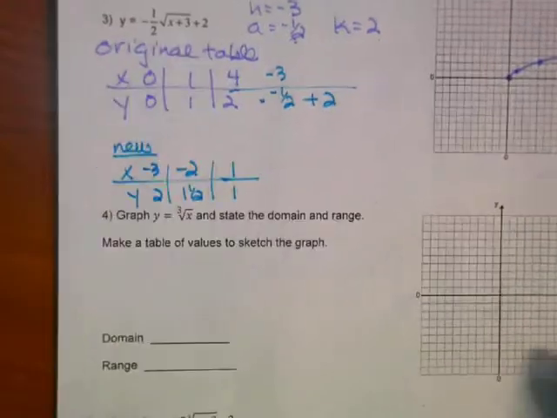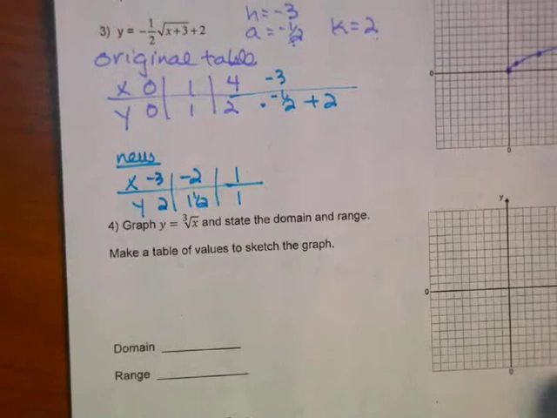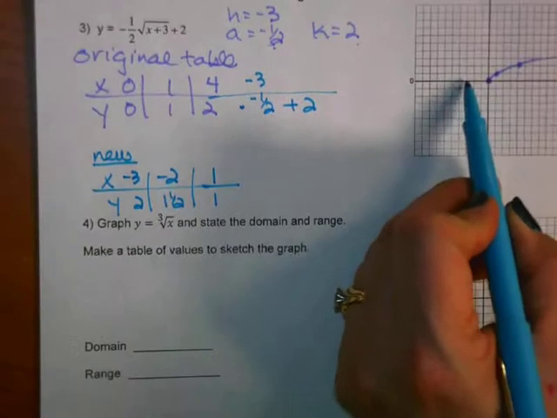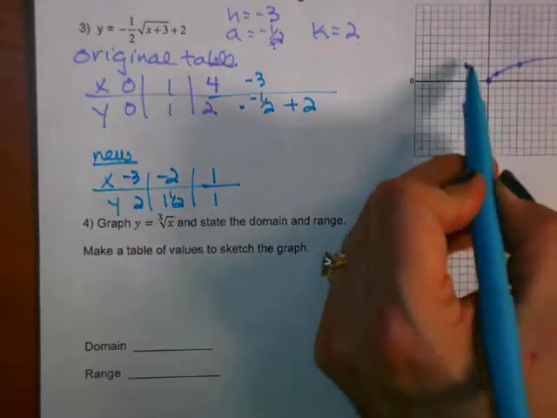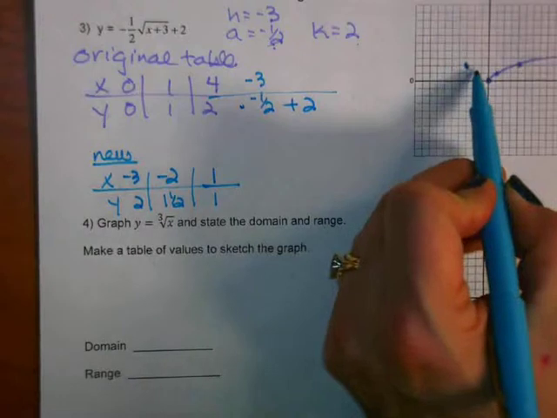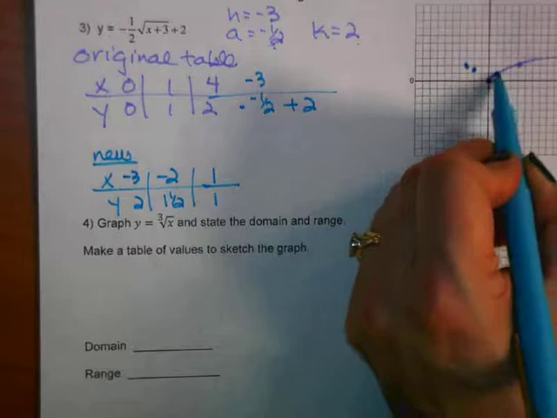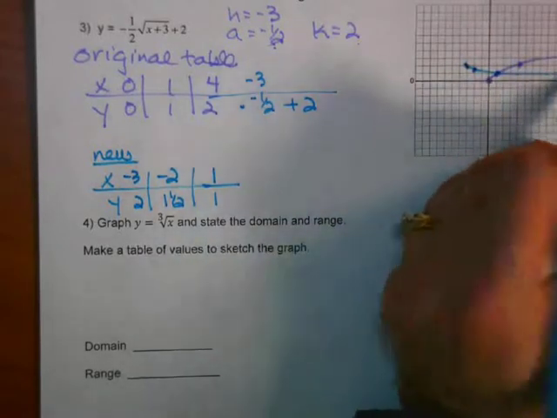Where's the second? 1.5. Okay, let's graph these. It's -3 up 2, -2, 1.5, and 1 and 1. So this is kind of a weird little function. It goes like that.